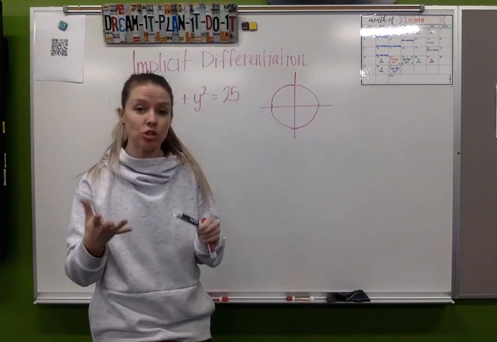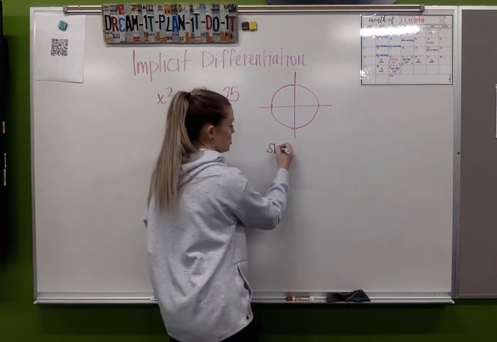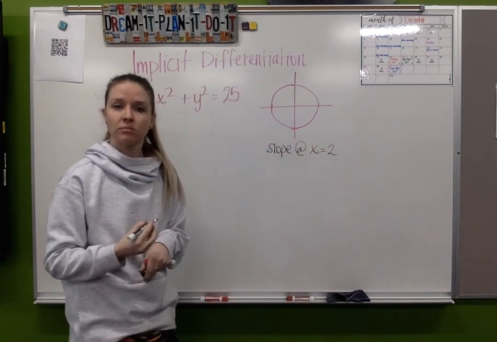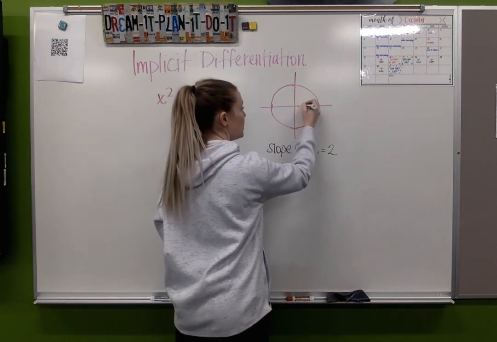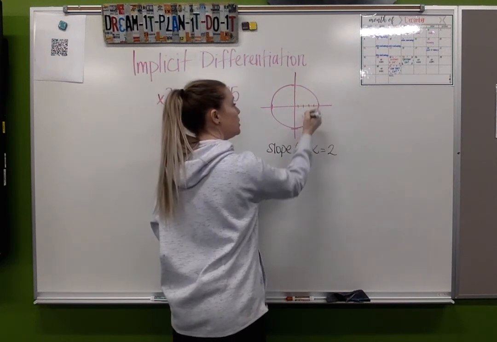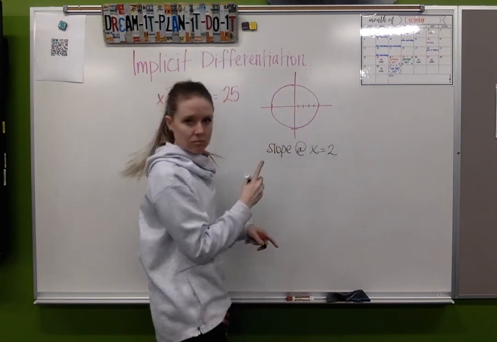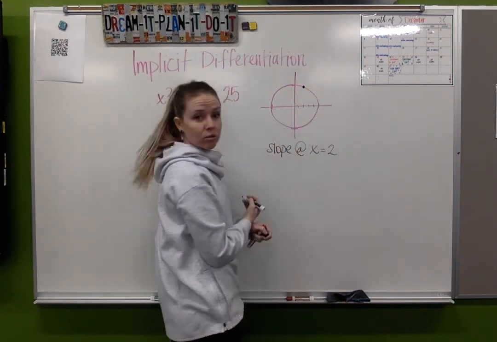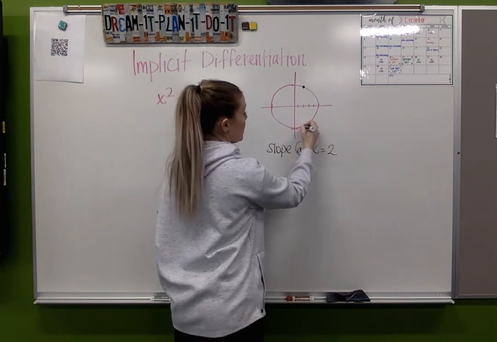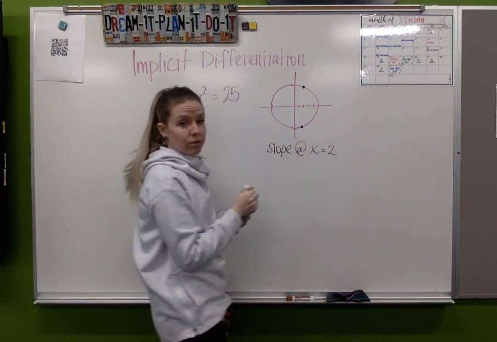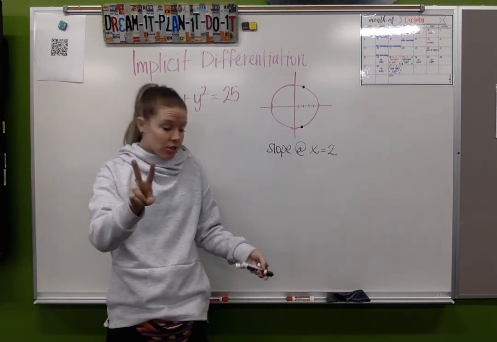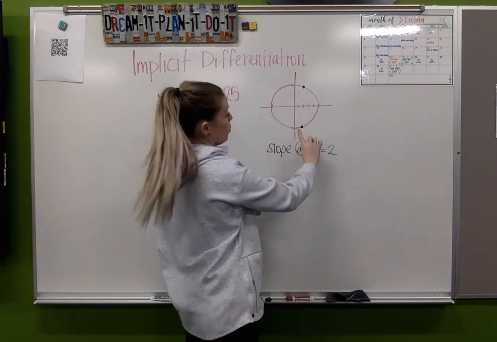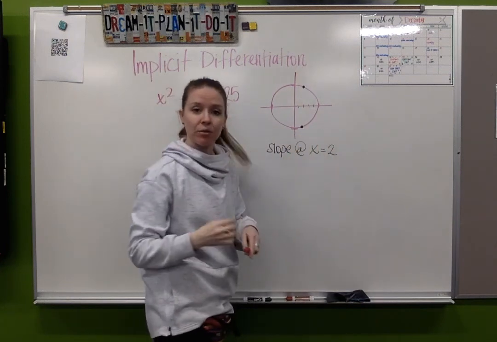If I want to find the slope, what is the slope at x equals 2? Let's say 1, 2, 3, 4. All right, 2 is here. I want the slope. But the problem is I have this point at x equals 2, and I have this point at x equals 2. So there's two different slopes. Is my slope going to be this negative slope up here, or is it this positive slope down here?